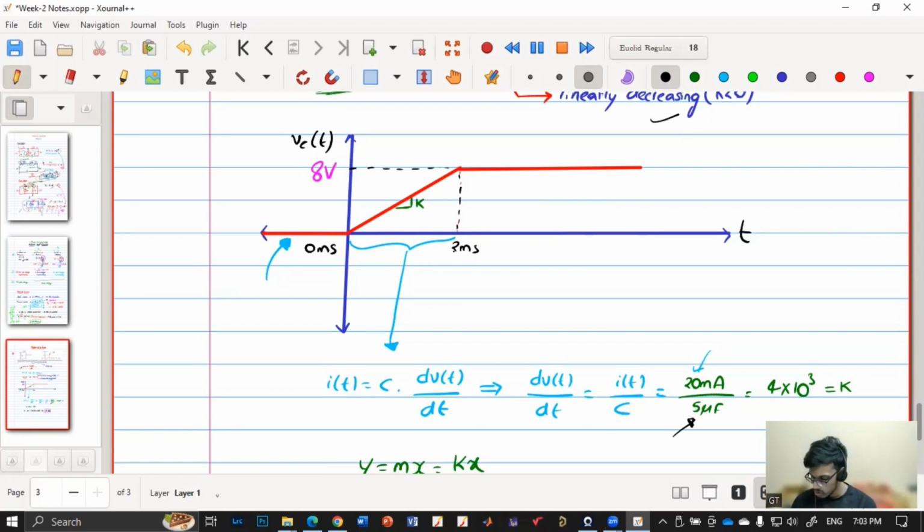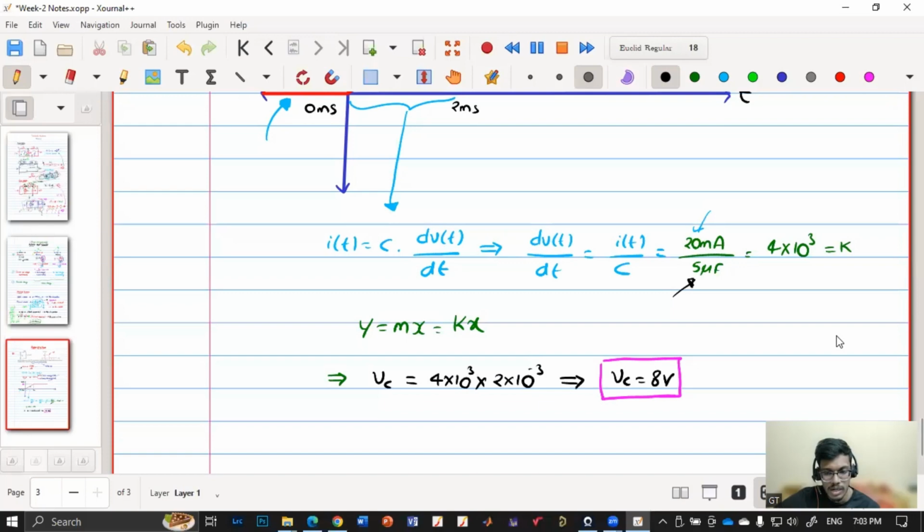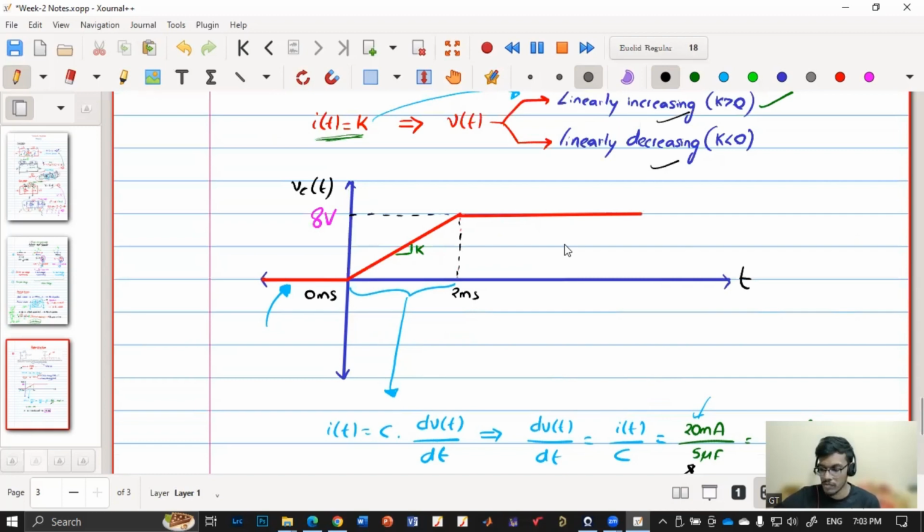If I know the slope, using y equal to mx, I want to know this voltage. I know it is starting from 0, 0. So to find this voltage, I'll directly substitute x equal to 2 millisecond and the slope is 4 into 10 to the power 3. So my Vc is 8 volt. So this is my final graph. Let us check if it is correct or wrong.